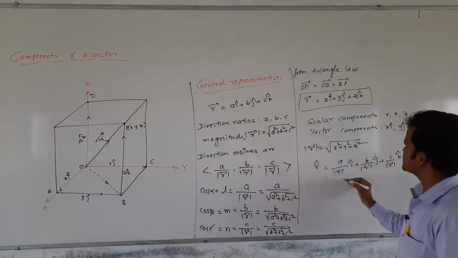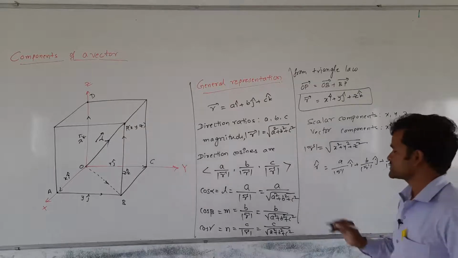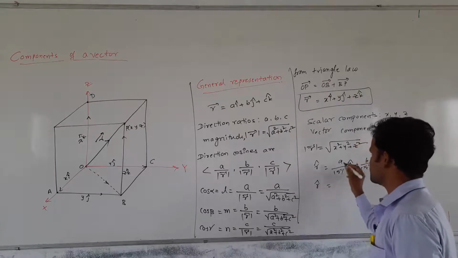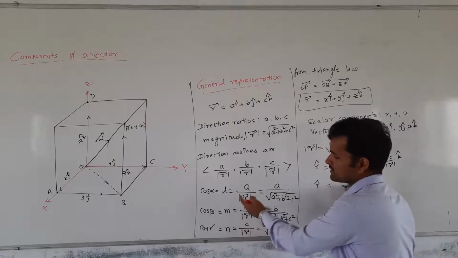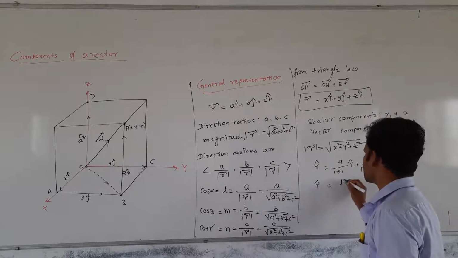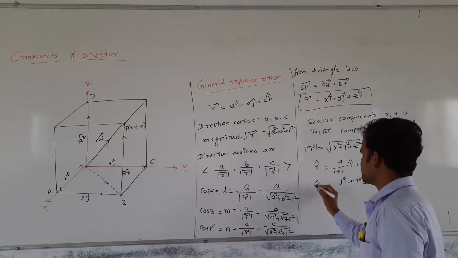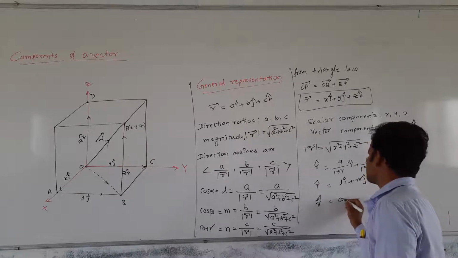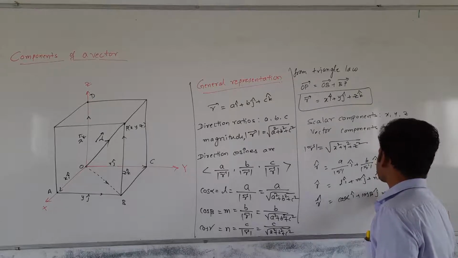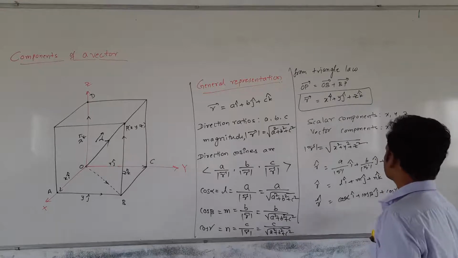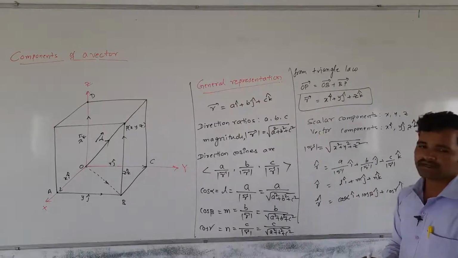That means here the scalar components are nothing but direction cosines. A by magnitude of vector r is nothing but you can write it as l, m, n or cos alpha, cos beta, cos gamma also. Let me write it as l i, m j, n k, and then r cap can be written as cos alpha i cap, cos beta j cap, cos gamma k cap. What is this? This is the unit vector in the direction of the vector r.